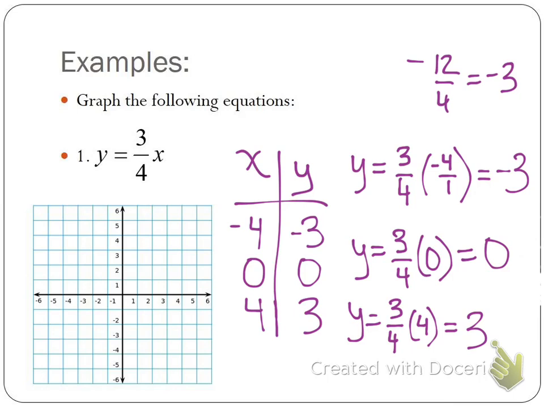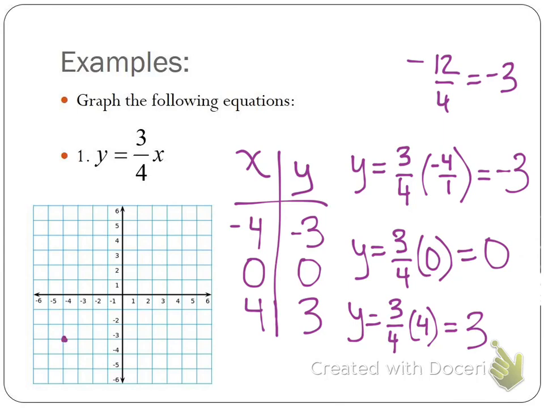Once we have our table all filled in, we're ready to graph. So we are going to treat these x, y's as if they are ordered pairs. So I am going to graph -4, -3 as a point, which means I start at my origin, and where do I go? Left 4, down 3, put a point.